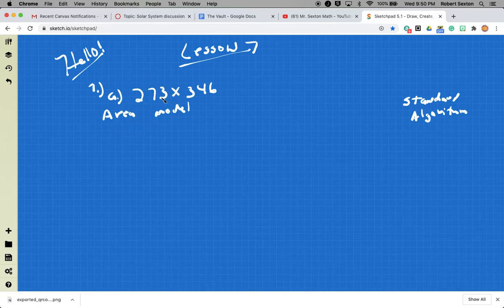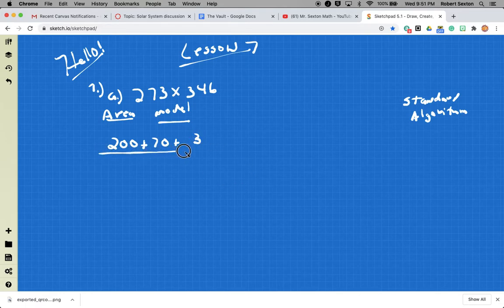6. Just because we've got a 3-digit by 3-digit, everything gets bigger. Okay. So I'm going to start with the area model. And I'm going to start by decomposing my factors. I'm going to take these factors and break them apart. For example, 273. I've got a 2 in the hundreds place, so I'm going to write that as 200. I've got a 7 in the tens place, so I'm going to write that as a 70. I've got a 3 in the ones place. I'm going to write that as a 3.